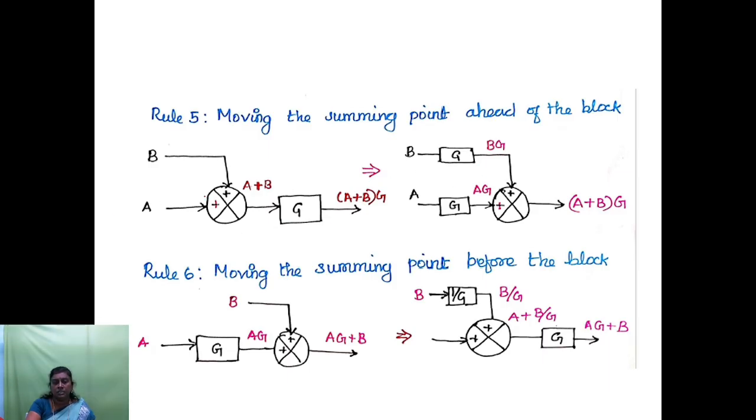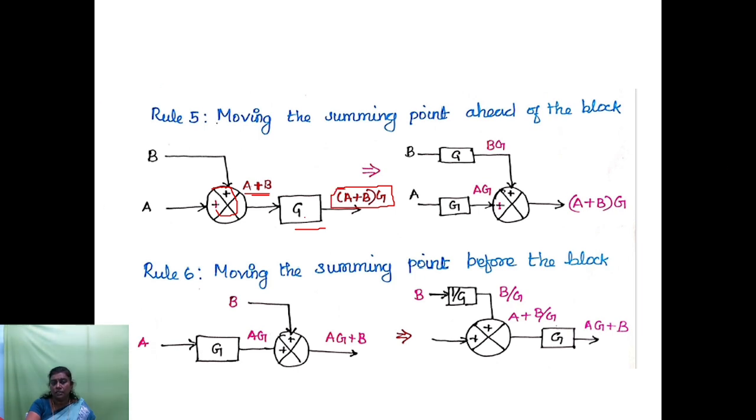Here, see, this is the summing point and we are having a block here with the gain of G. So at this summing point, you will be getting an output of A plus B, because both the inputs get summed in the summing point. So this output is multiplied with the gain of G, so that you will be getting a final output of (A plus B) into G.